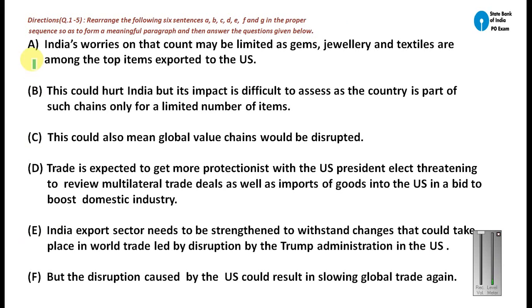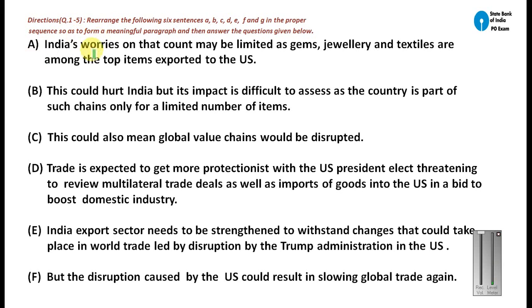Now your most important job is to figure out the opening sentence or title sentence, you can say. To do this, you can eliminate the other sentences that cannot be the first sentence.